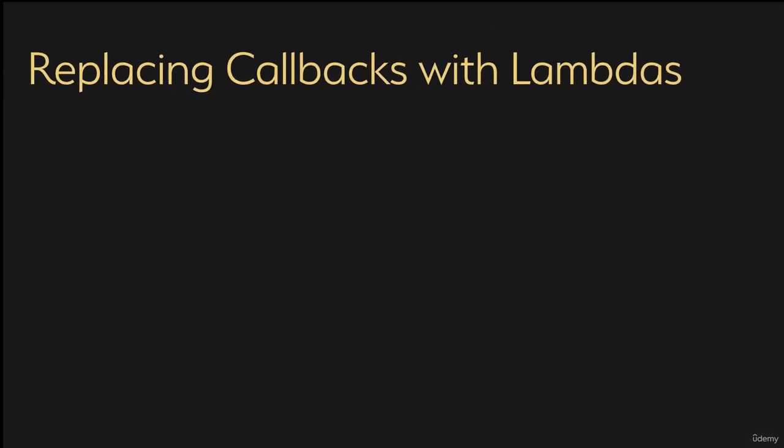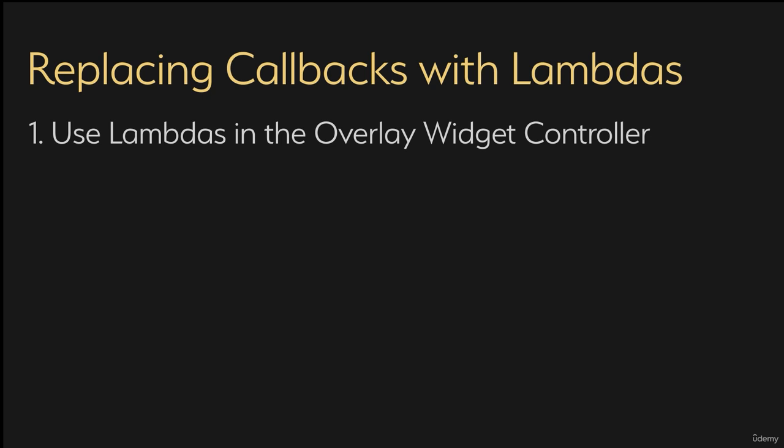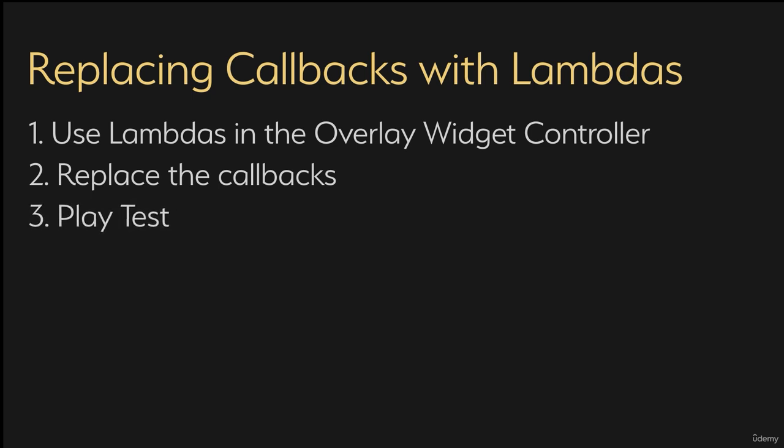In this quest, I'd like you to replace the callbacks in our overlay widget controller with Lambdas. So we have some callbacks for when our attributes change, and we're binding those to delegates on the ability system component, but I'd like you to actually get rid of those callbacks and instead use Lambdas, inside of which you're going to make those delegate broadcasts to the widgets. So pause the video and conquer this challenge now.